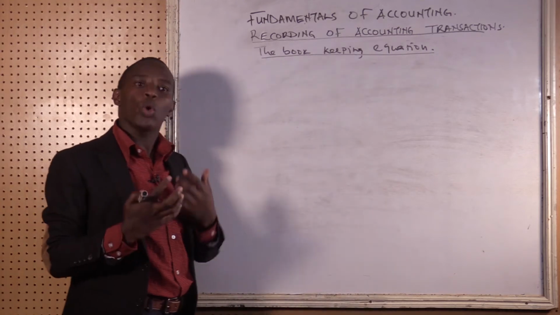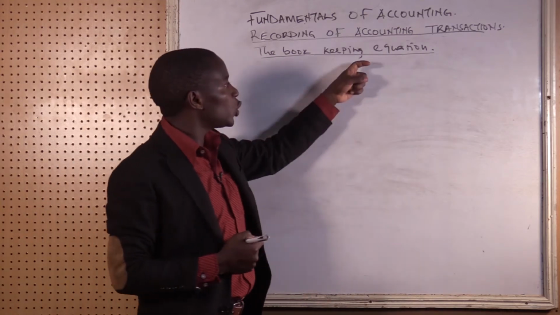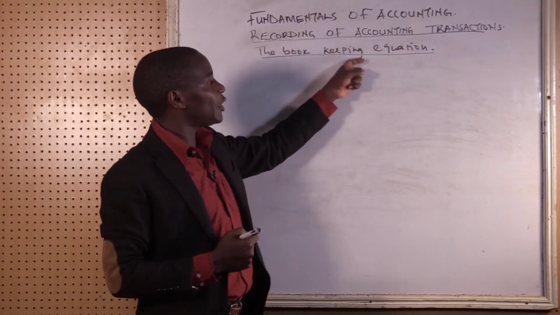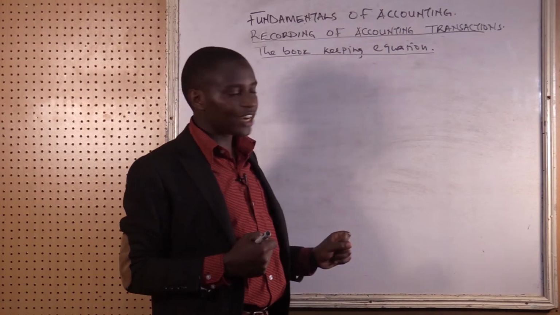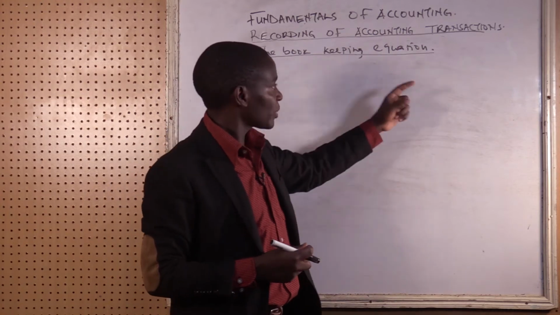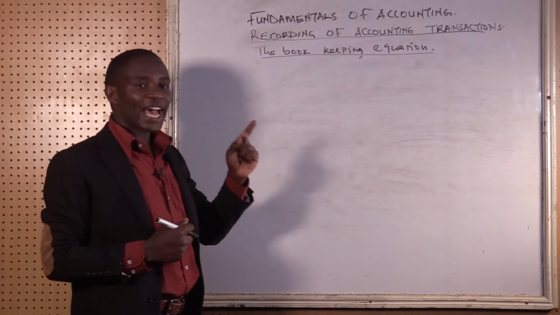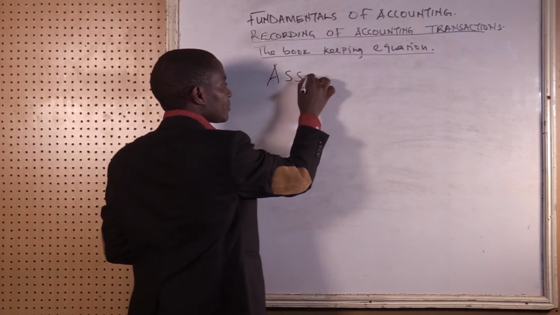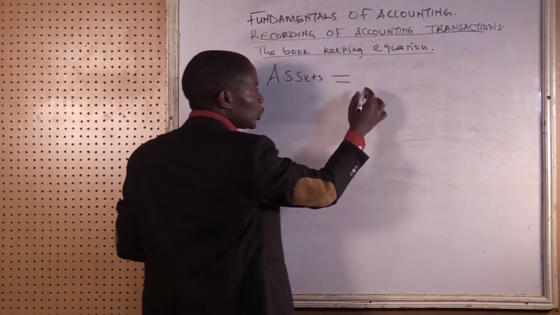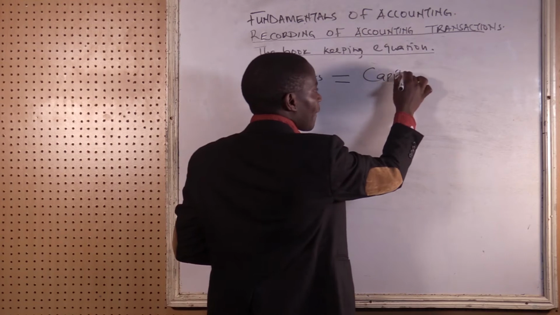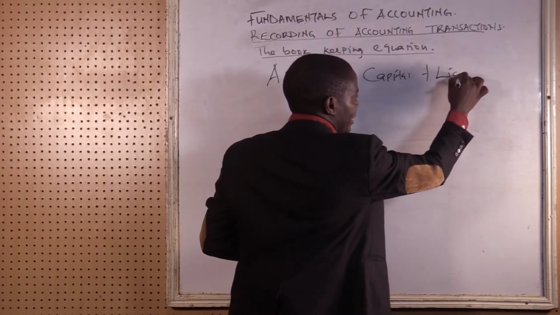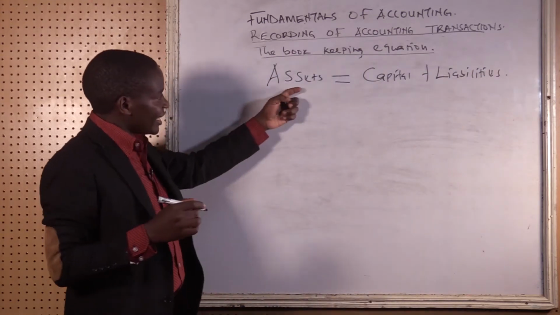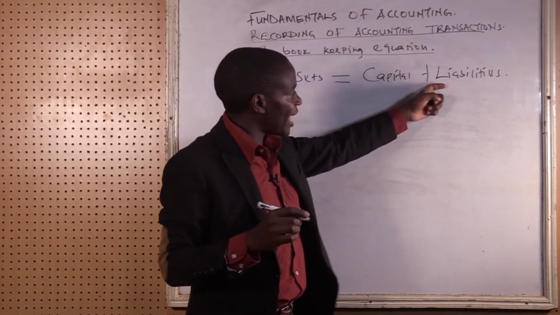For anybody who wants to become an accountant, it is good to understand this bookkeeping equation, or what we are referring to as the accounting equation. The bookkeeping equation is an equation of the form: assets is equal to capital plus liabilities. Yes, asset is equal to capital plus liability.